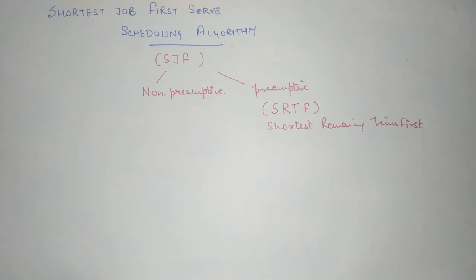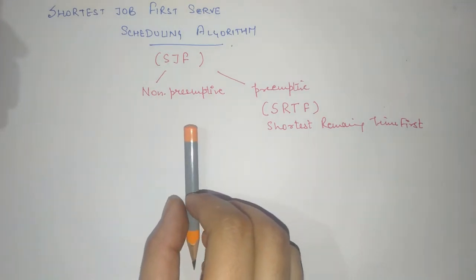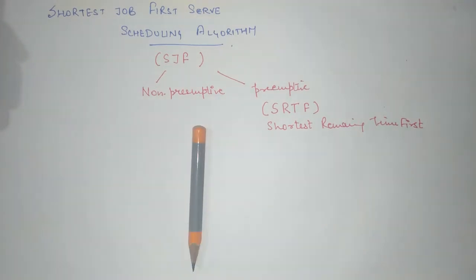First of all, we will try to understand it with an example, and we will make a question, and then we will solve that question. I am taking an example. Here I am taking 4 pencils, and I am assuming these pencils as jobs. Suppose this is the first process in the ready queue.